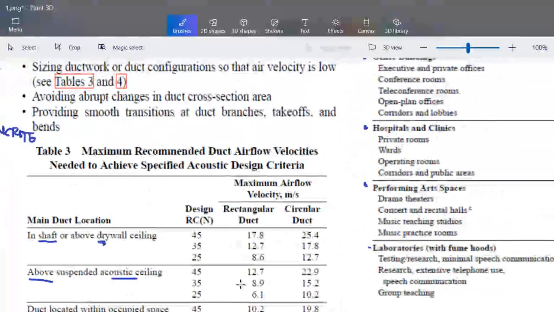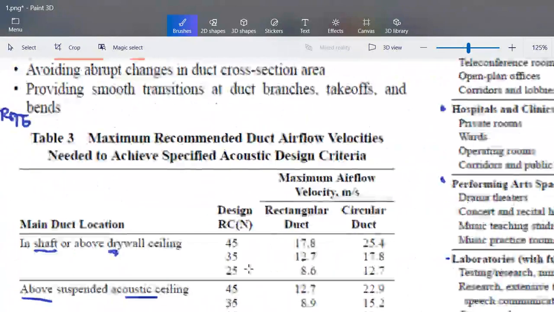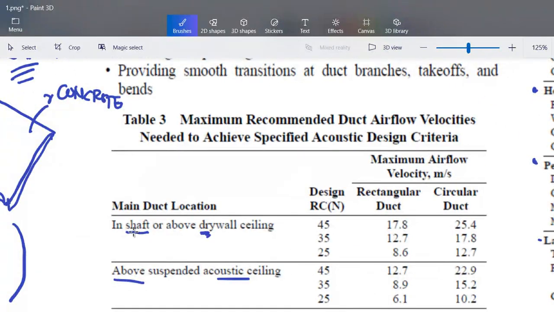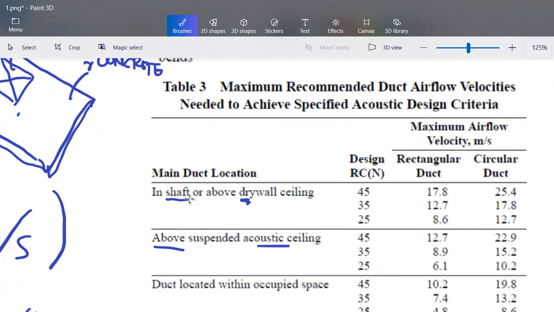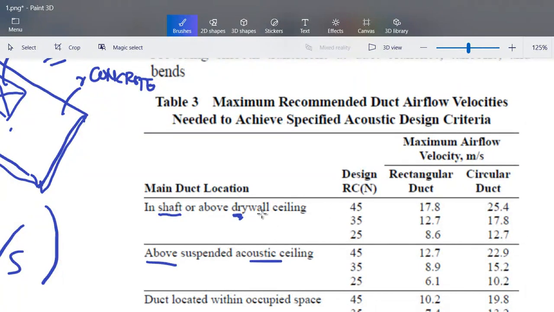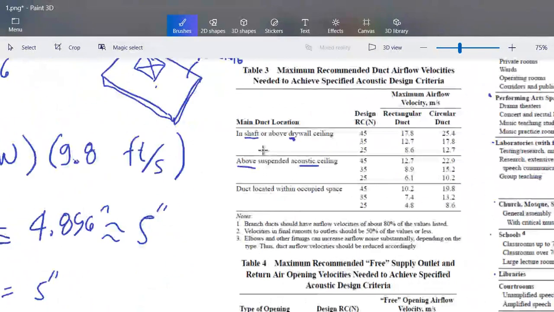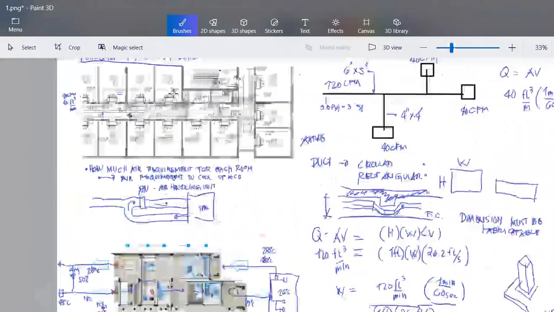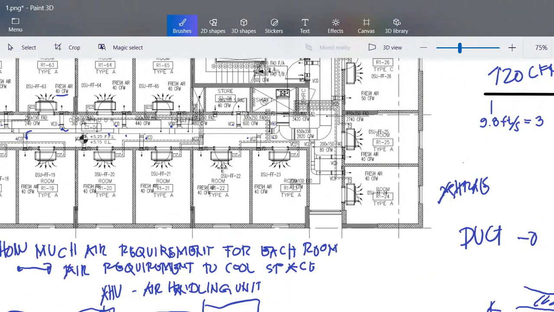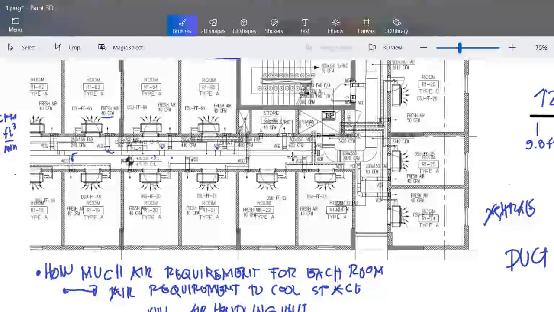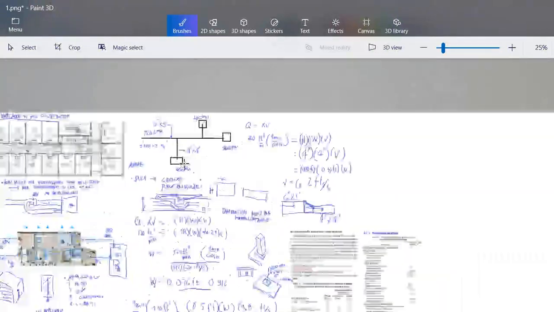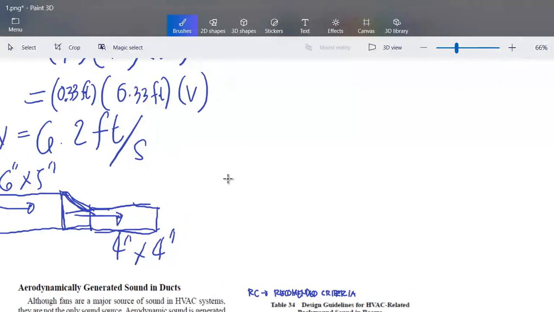Now going back, we selected 35. We are going to choose from here: in shaft or above drywall ceiling. So we go with drywall ceiling, since most of our installation is like this. You're going to check the sectional view that is above the ceiling, which is the floor or slab. I will draw it to show you.